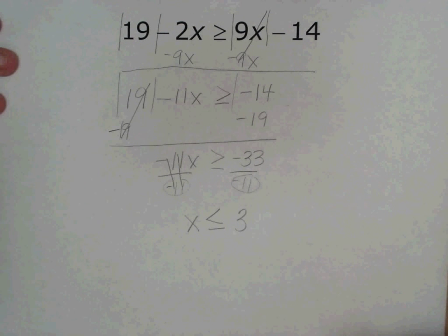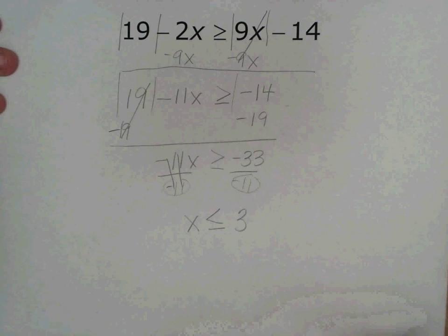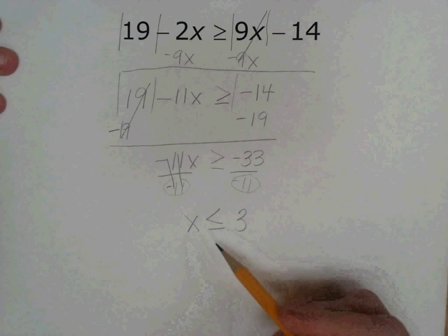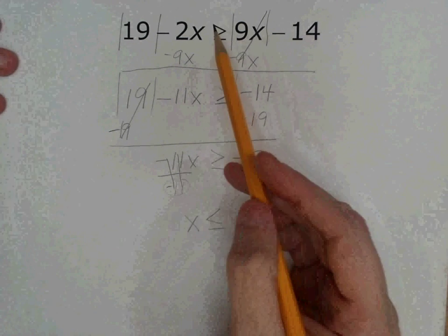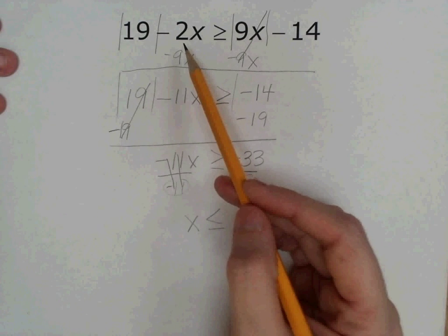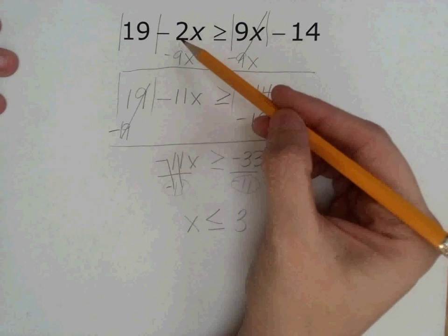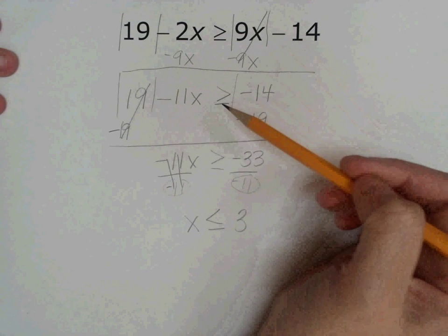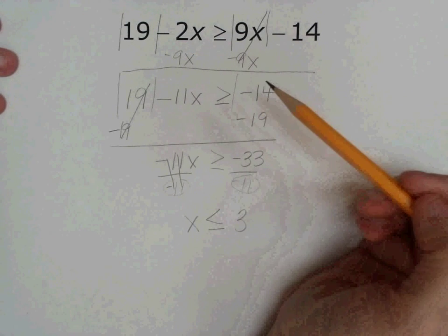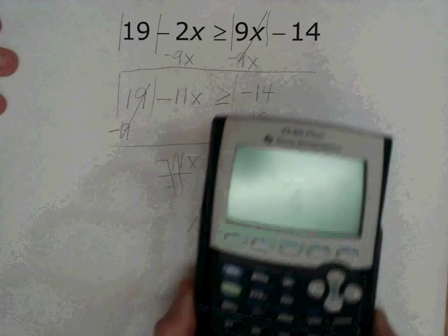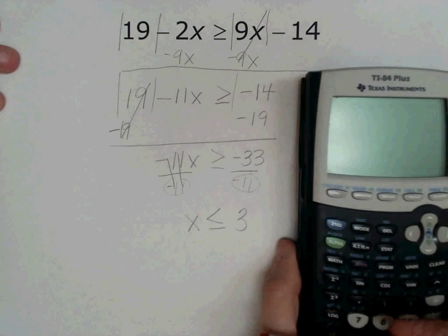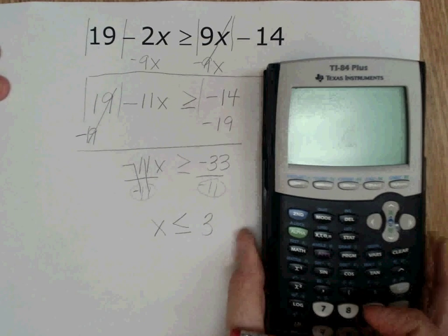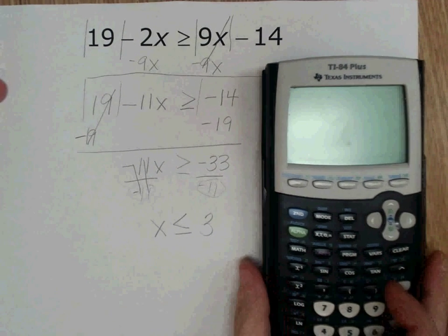So, there's a couple of ways I can check this answer. There's no reason to not check my answer. I can pick a value that is less than or equal to 3. I could pick a 3 and I could substitute back up in here and see if what I get on the left is greater than or equal to what I get on the right. I could also choose to solve this by using my calculator. The calculator steps are a little challenging, but it's not impossible to do. So let's take a look and I'll show you how we would solve this in our calculator.